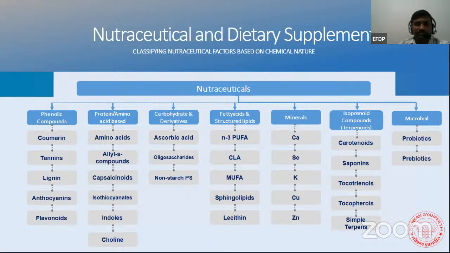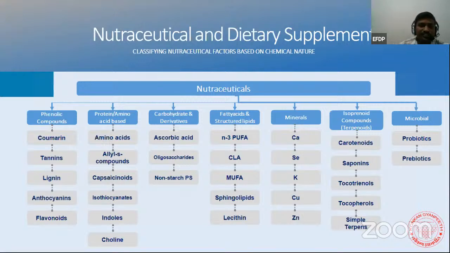Now, the classification of nutraceutical dietary supplements is based on many different types, like food and non-food source, and there are other ways depending on the mechanism of action. But here I'm discussing classification based on chemical nature. Phenolic compounds are there, like coumarin, tannin, lignin, anthocyanin, then flavonoids, then protein and amino acid based, specifically allyl compounds, capsaicinoids, then isothiocyanate, indoles, and choline. Then carbohydrates and derivatives, which are innovative areas.